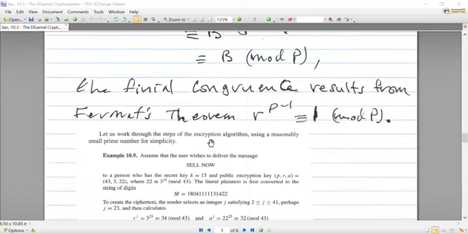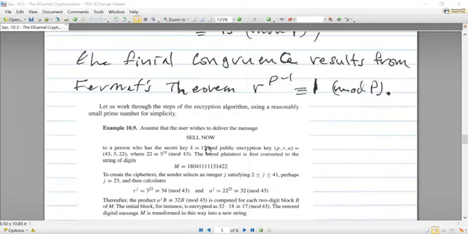Here is an example, taken from the textbook, where we have the message "sell now". We use a secret key K equal to 15, and the public encryption key is 43 for the prime, 3 for the primitive root, and A, which is R raised to the K reduced mod P, is 22. Now we convert the plaintext message to a number, and divide it into blocks of length two. Each block has two digits.